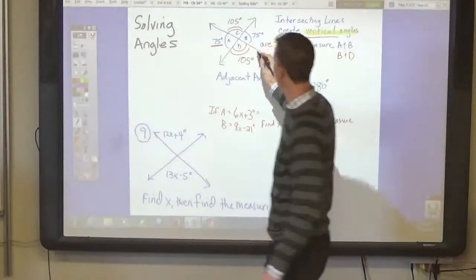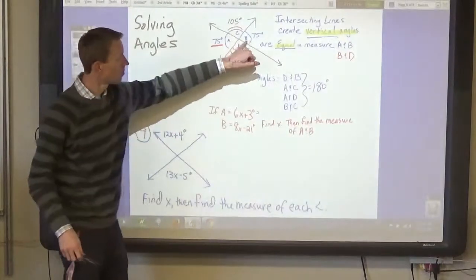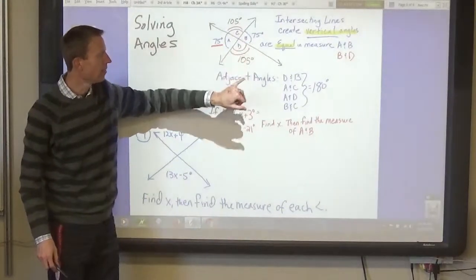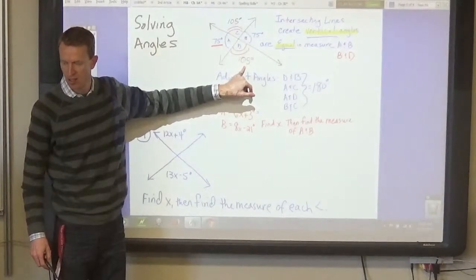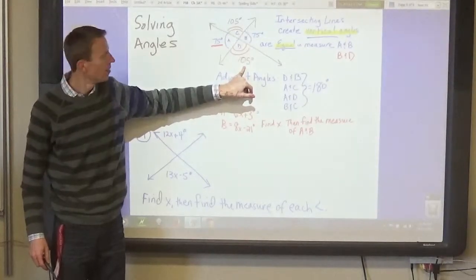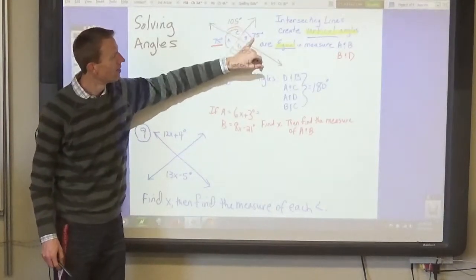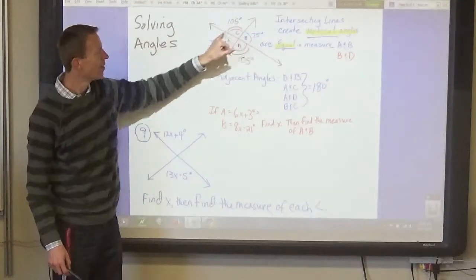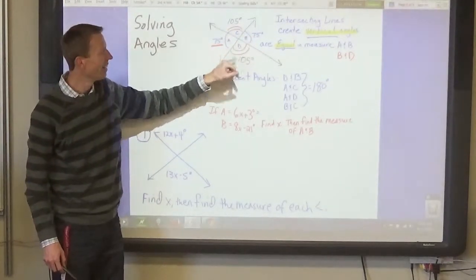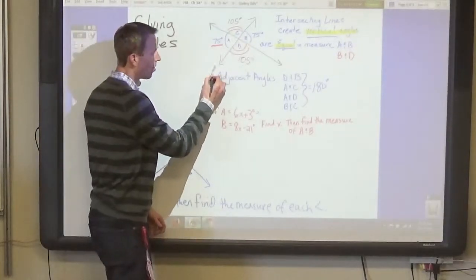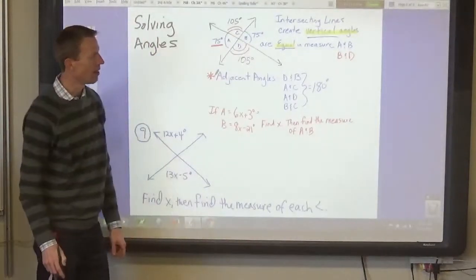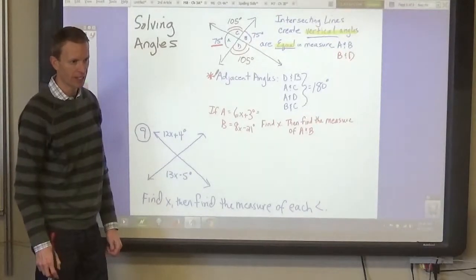if you add up angle B and angle D, what do those two numbers equal? 180, right? What do these two equal? 180. What do these two equal? 180. And what do these two equal? 180. Those are all next to each other, called adjacent angles, and they always equal 180 degrees.